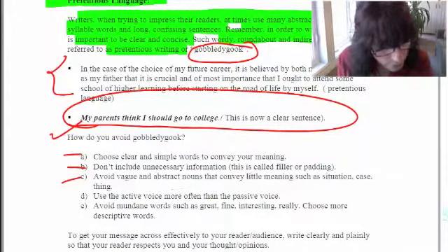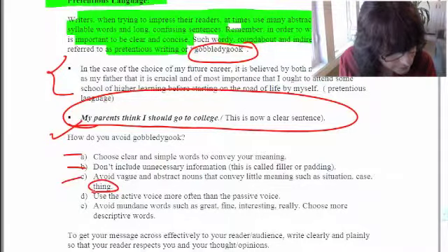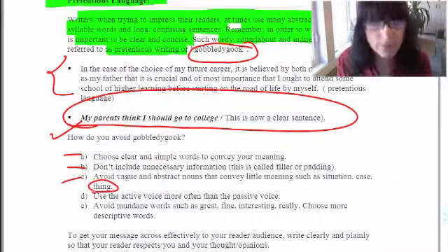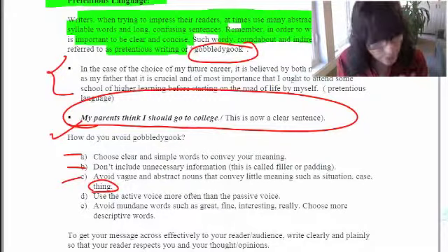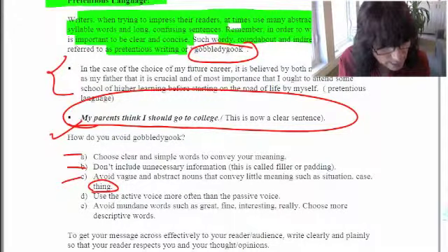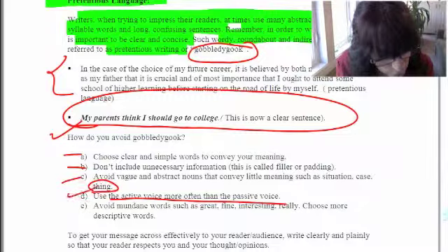Another way to avoid gobbledygook is to avoid vague and abstract nouns that convey little meaning, like the word thing. This is a good thing. What do you mean by thing? So come up with something more descriptive. Try to use the active voice more than the passive voice.